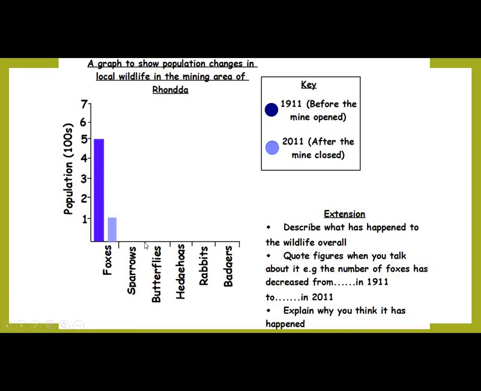Okay, so step 1, with a pencil and a ruler, draw your graph. Step 2, make sure you put in a key. You can use any 2 colours you like.